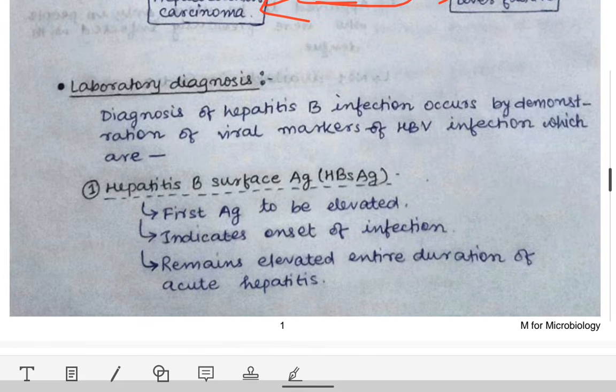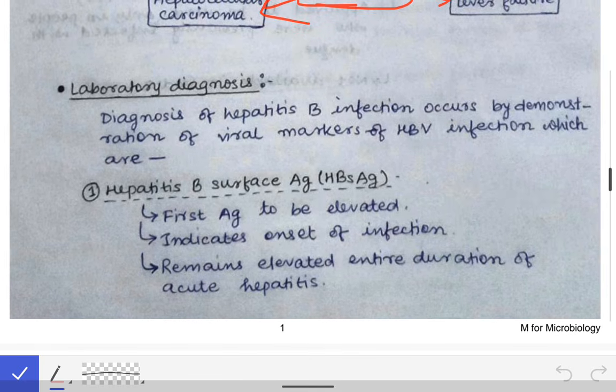Now coming to the most important part of this video, that is the laboratory diagnosis, which is many times asked in the university exams. The laboratory diagnosis can be written in a very easy and short manner to cover all the points and get the maximum marks in the university exams. So let's see the laboratory diagnosis. As we have learned the viral antigens, those antigens will help us diagnose the hepatitis B infection.